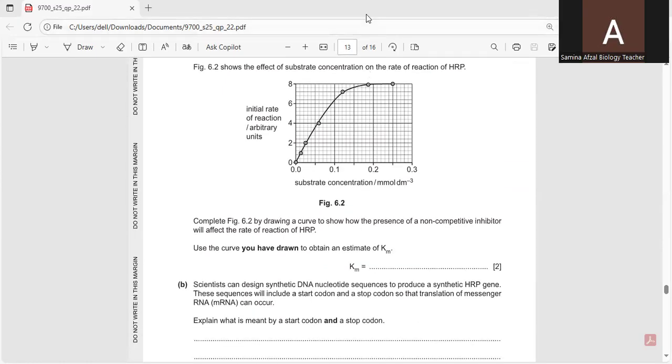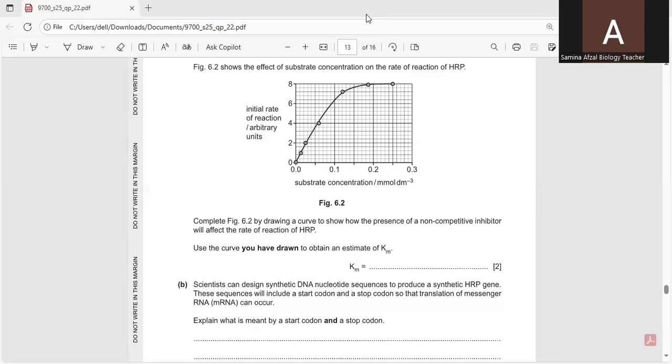Now the question is: complete figure 6.2 by drawing a curve to show how the presence of a non-competitive inhibitor will affect the rate of reaction of HRP, and use the curve you have drawn to obtain an estimate of the Michaelis-Menten constant. As you know, with increasing substrate concentration the initial rate of reaction will slow down. When a non-competitive inhibitor is there, then what will happen? The rate of reaction will slow down a little bit.